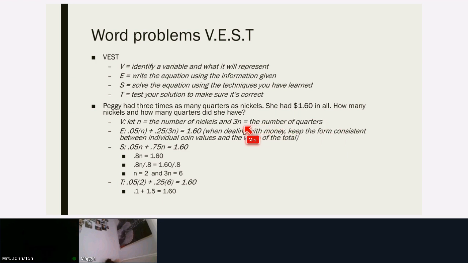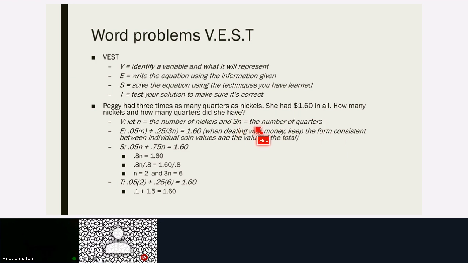But remember that using that same variable to set up a representation of the other information in the problem is equally as important. Now, when we're working with money, there's always a common pattern. You have to put the value of each coin times the number of coins in order to figure out the total value of that part of the money.